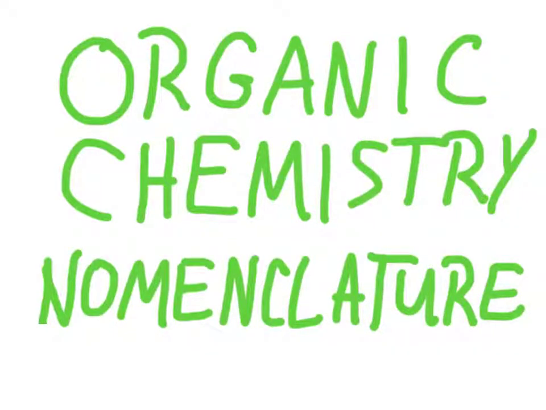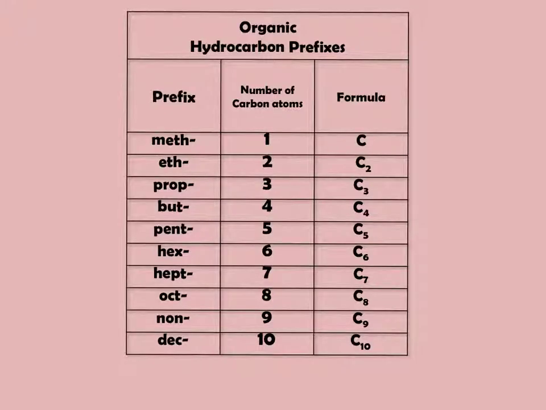Organic chemistry nomenclature is the naming of the hydrocarbon compounds studied in organic chemistry. The naming is based on a system of prefixes and suffixes that all give meaning to the structure of the compounds. To begin, it's important to know the prefixes that indicate the number of carbons in the compound. Here are the first 10.